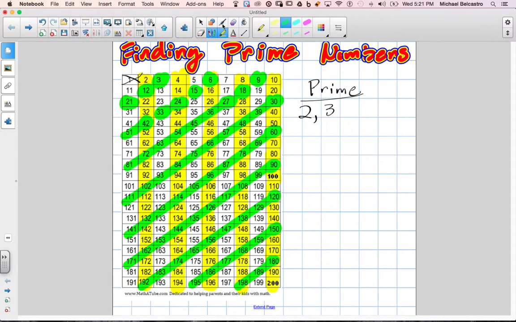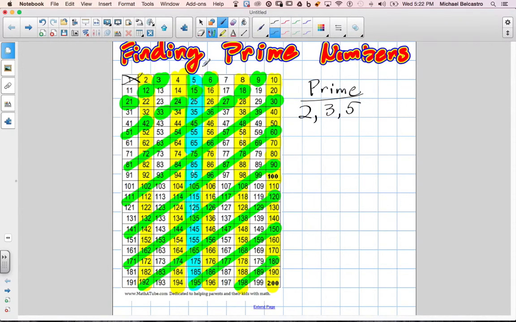So we look for the next number that's not highlighted. What's the next non-highlighted number? 5. Is 5 a prime number? Yeah, it works. What's really nice about 5 is it gets rid of all of the 5s and all of the zeros. Exactly. Now look at this. All the zeros are already taken, so I don't really need to highlight them again. It's already done. So we've eliminated those.